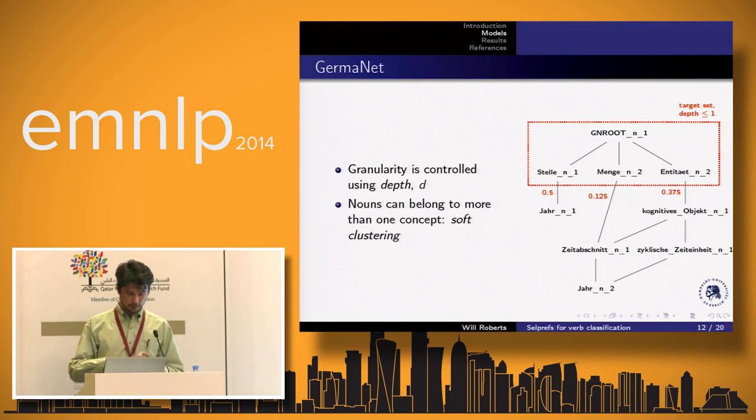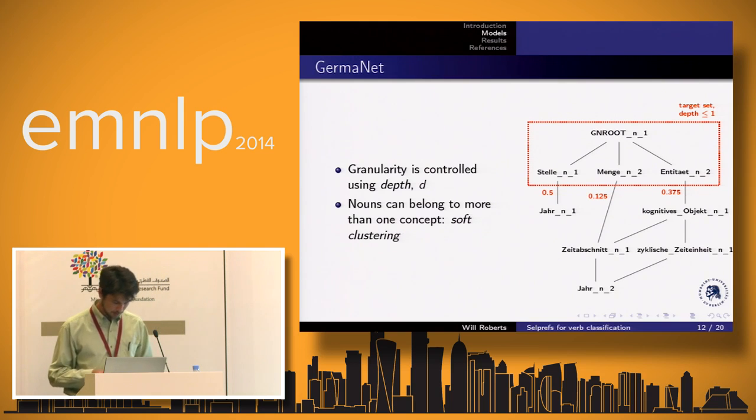Okay, the fourth model does not automatically induce a selectional preferences model, but rather it uses a manual resource, namely GermaNet, which is the German edition of WordNet. And WordNet-based selectional preference models have been used a lot in the past, partly because they give you an inventory of nouns to look at, and partly because the noun ontology allows you to generalize concepts in an easy way.